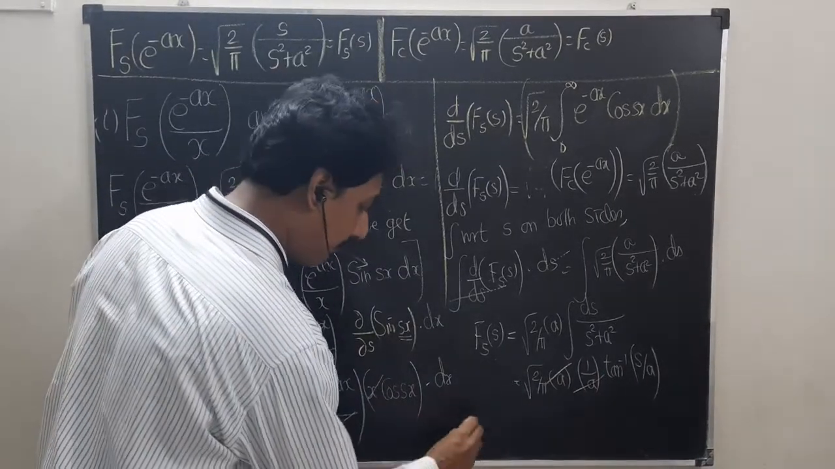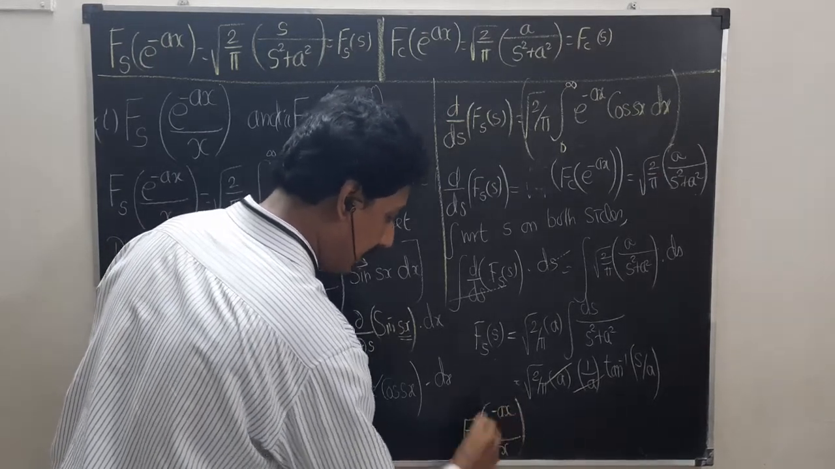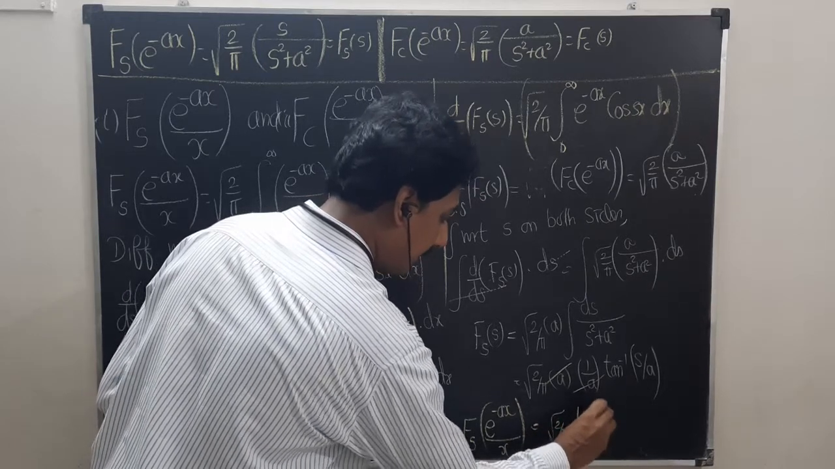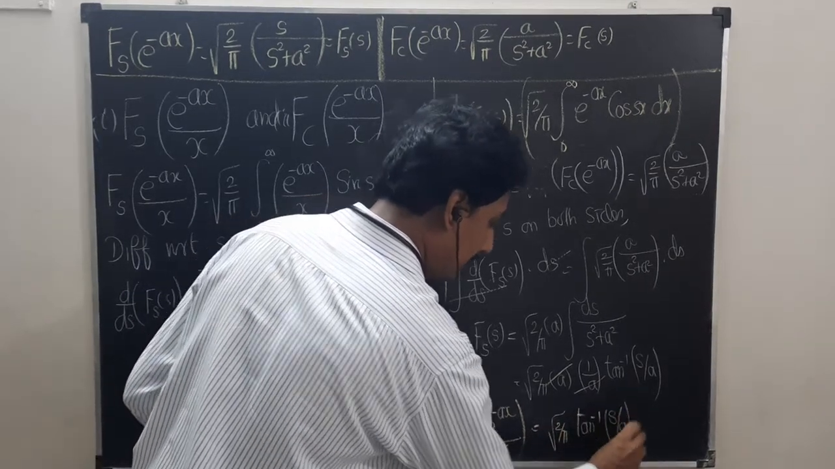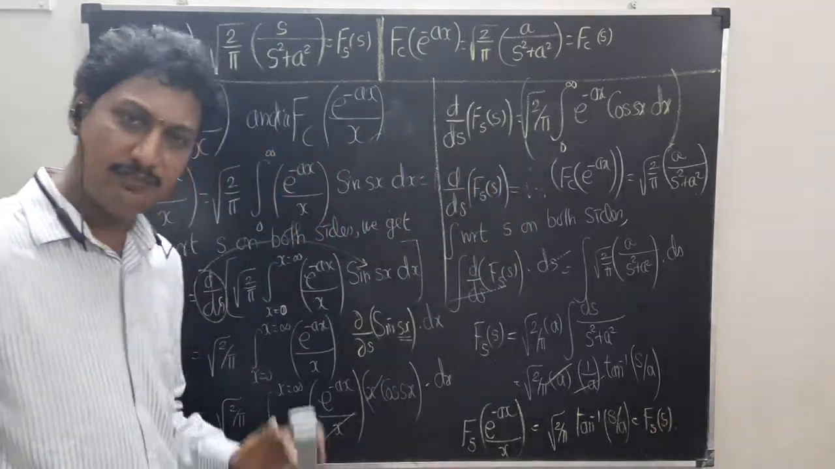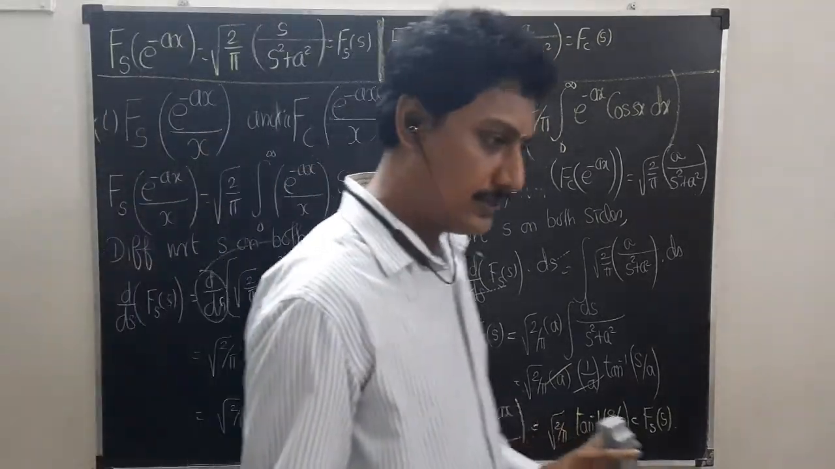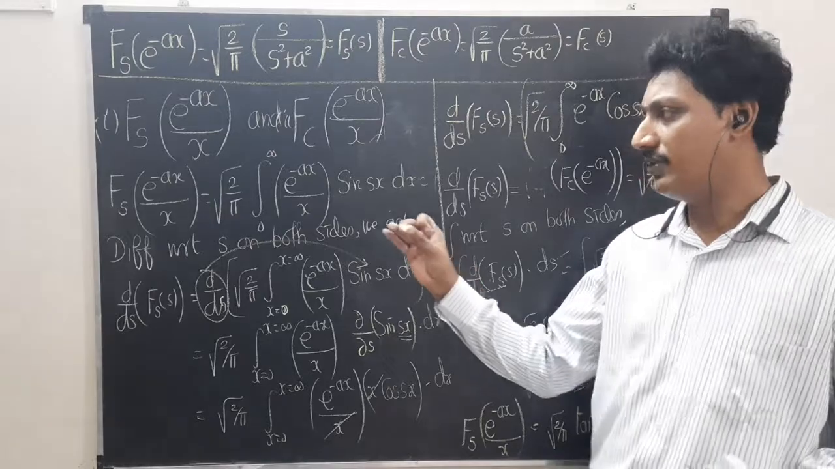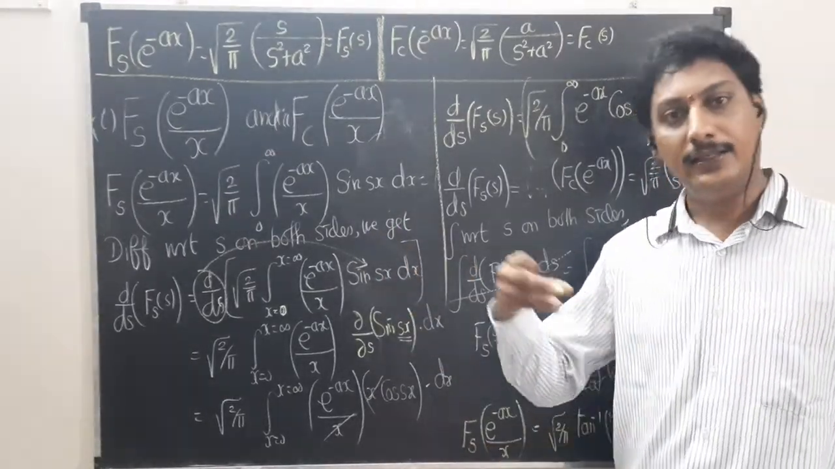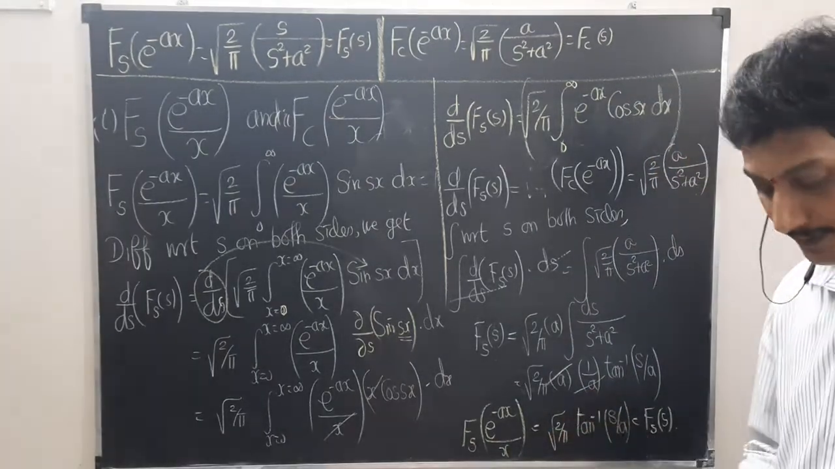So the answer for the Fourier sine transform of e to the power minus ax by x is equal to square root of 2 by pi tan inverse of s by a. So this is my Fs of s. Got it? Very simple concept. I simply applied the definition of the Fourier sine transform, differentiated with respect to s, and in the output I integrated with respect to s, which gives the required answer.